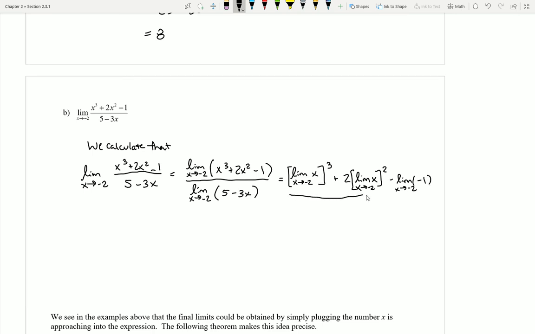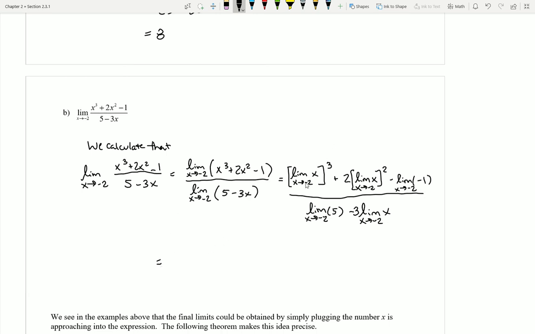Okay, in the denominator I can do the same sort of manipulations. I'm going to have the limit as x approaches -2 of the value 5, and I'm going to subtract from that. I'll pull the constant out and just leave the x right there. So now I can try to evaluate each of these limits, and they're all very, very simple.